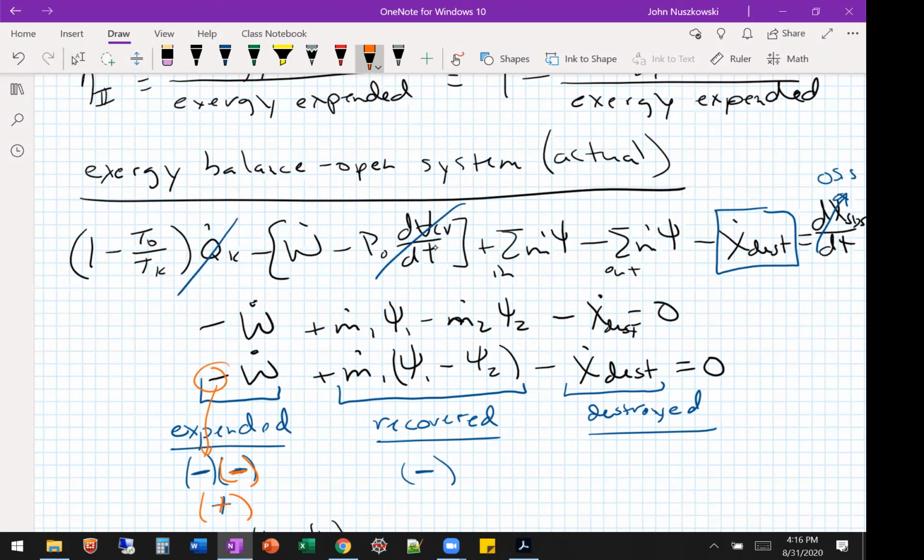And then we have a positive on this side right here, but this ends up being negative. The flow exergy at the exit is more than the inlet. So we have a negative, so we're going to get negative here, okay? And then this one's the difference. So expended minus our recovered, that's going to be destroyed, okay?